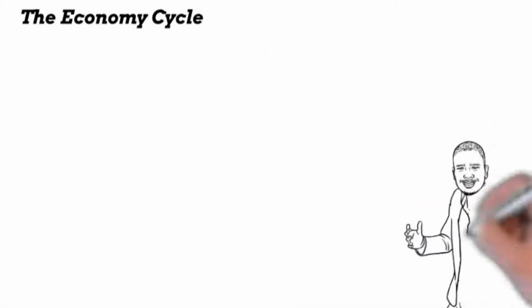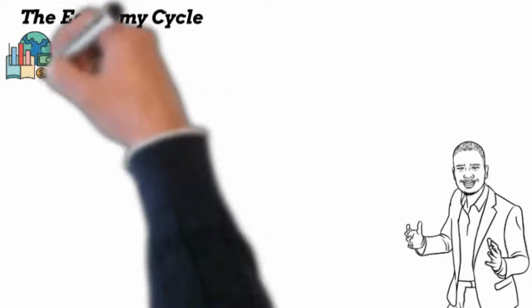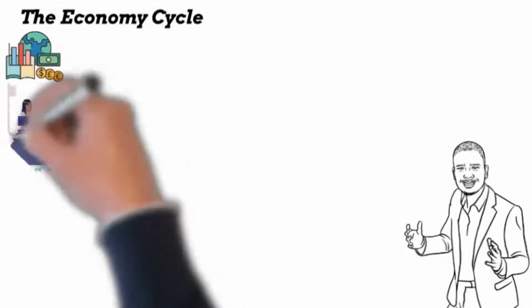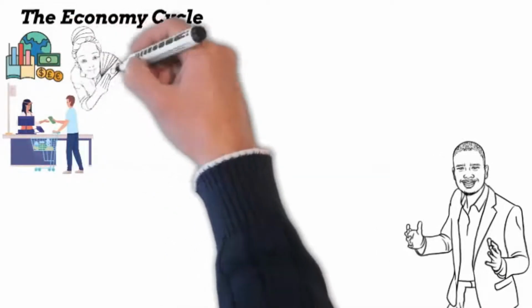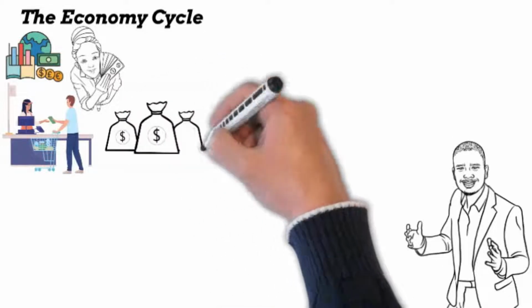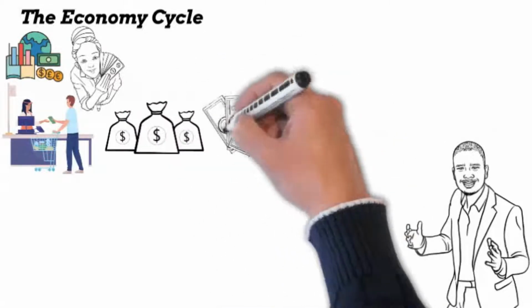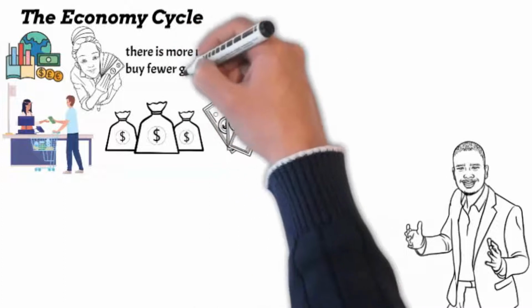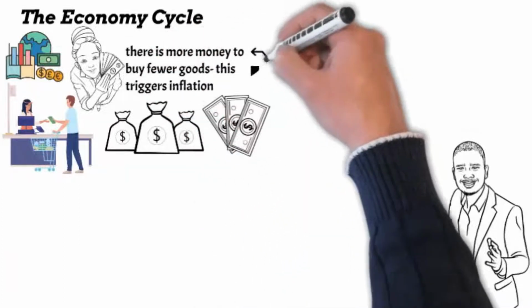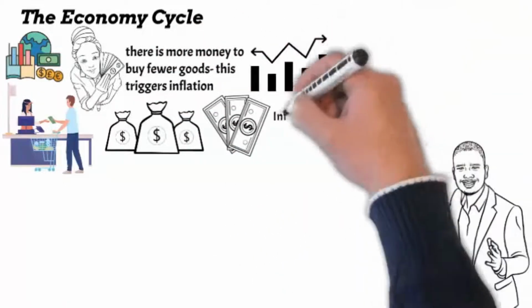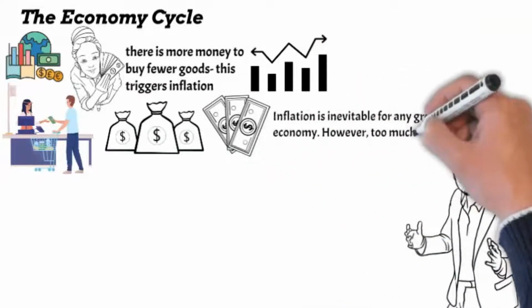The economy cycle. A country's economy may be expanding or contracting. In developing economies, GDP growth is positive, and consumers earn more, causing them to spend more. The result is that there is more money to buy fewer goods. This triggers inflation. Inflation is inevitable for any growing economy. However, too much unchecked inflation harms the economy.